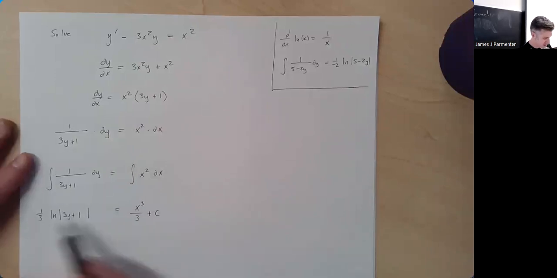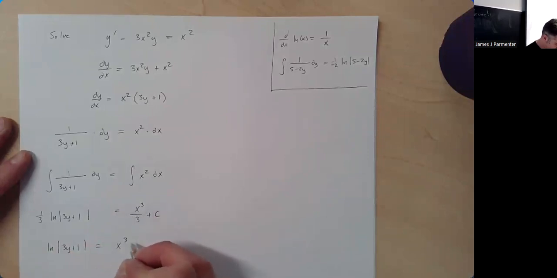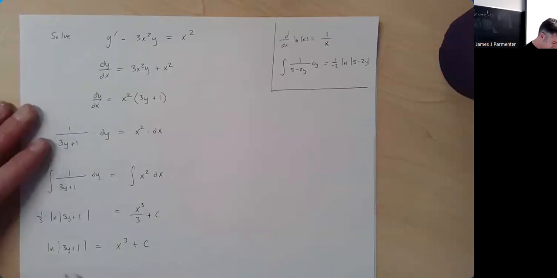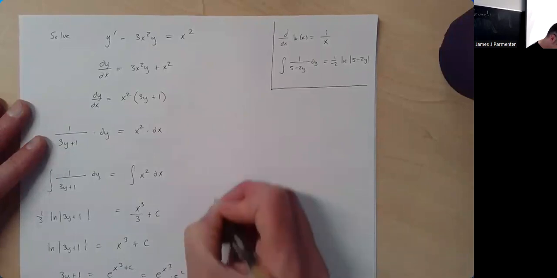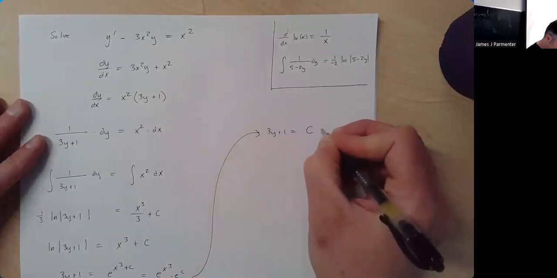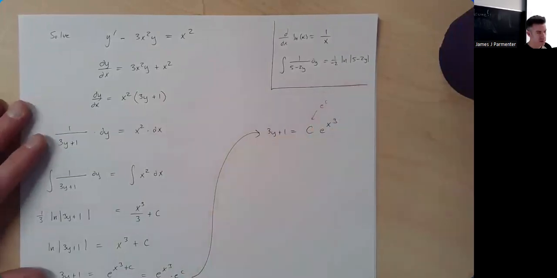So solving for y, I'm going to multiply both sides by 3. I'm going to get the natural log of the absolute value of 3y plus 1 equal to 3 times this, which is going to be x cubed plus a new constant, which I'm going to call the same constant. We're going to e both sides, and we're just going to ignore the absolute values because we can. So 3y plus 1 is equal to e to the x cubed plus c, which turns into e to the x cubed times e to the c, which we're going to rewrite as 3y plus 1 equal to a new constant times e to the x cubed. We're thinking of that new constant as e to some other constant.